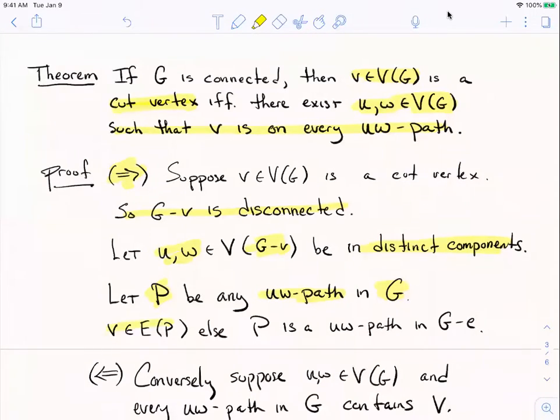There might be many. Take any one you want. Our cut vertex has to be on that path, because if it weren't, then that path would be a path in G minus V. If there was a path between U and W that didn't go through V, then that path would be in G minus V by definition, but that would mean that U and W were in the same component, and we picked them in different components. All right, so V has to be on that path.